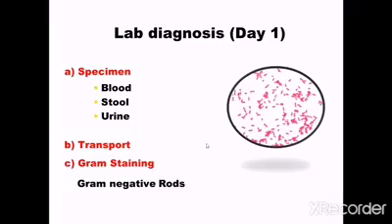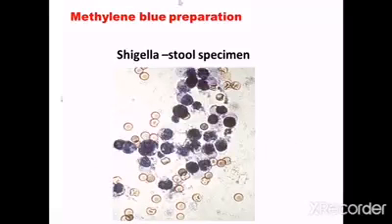On performing Gram staining, gram-negative rods are found in case of blood culture. Methylene blue preparation is to find out the neutrophils. These are the neutrophils which are stained blue. And if neutrophils are found in stool, it means an invasive microorganism is present, like Salmonella, Shigella, or Campylobacter.